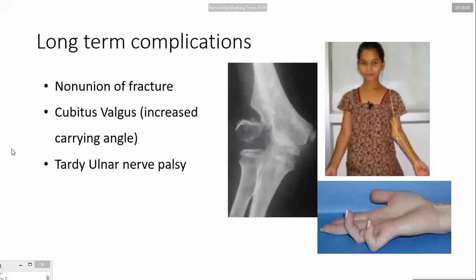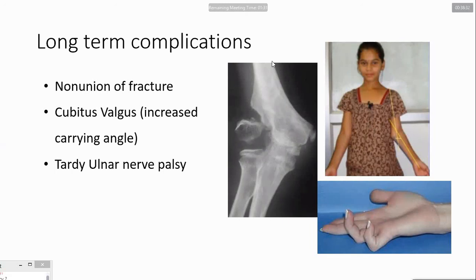So this picture shows the long-term complications of the lateral condyle fracture. As you can see, malunion is most common with supracondylar fracture. Non-union is common with lateral condyle fracture. Please note that. Because it's a cartilaginous portion that has not united, there is this non-union portion of the lateral condyle.